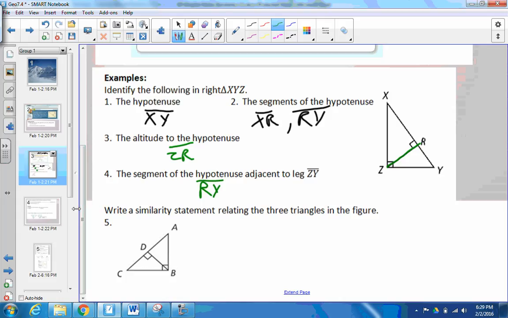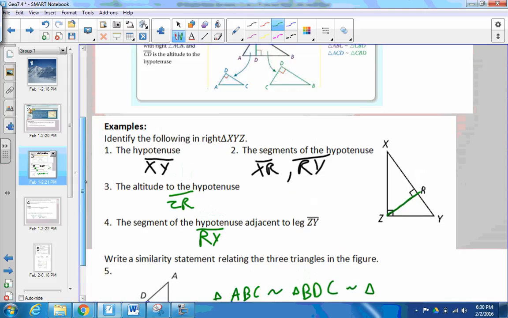Alright, then write a similarity statement relating the three triangles. So we have this number 5 as a different set of triangles. We have triangle ABC as our first one. That is our largest one. Similar to that, we have to look at it. Now, in that one, B is our right angle. It's hard to tell, but if you were to reorient that, I would maybe rotate it a little bit. We'd have BDC, I believe. Triangle BDC. And then similar to that would be triangle CDB. It's hard to tell right now.